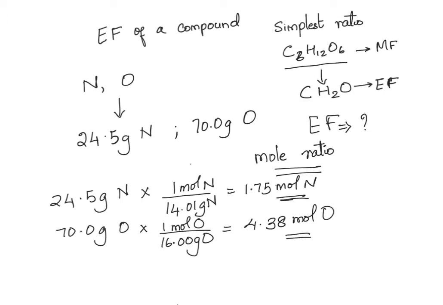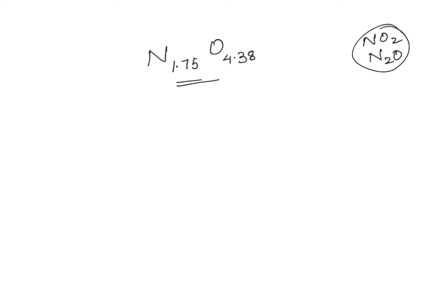Now we obtain the mole ratio. So how do we get the mole ratio? If this were the compound, as we know now, we would write it as N 1.75 O 4.38. But obviously compounds are not written like this. They are written like this, right? NO2 or N2O, something like this, not with fractions. So how do we get the mole ratio from here?